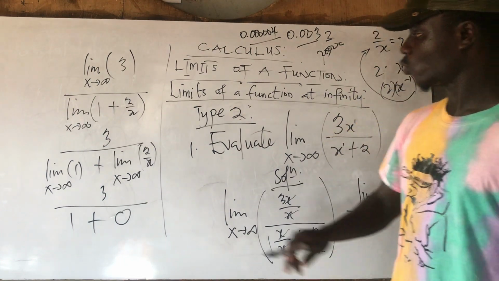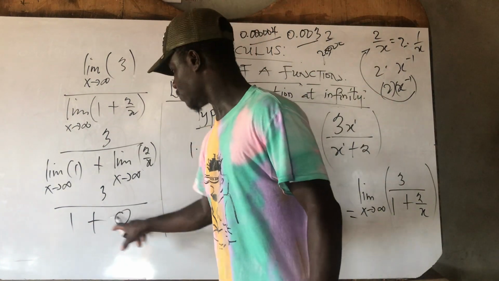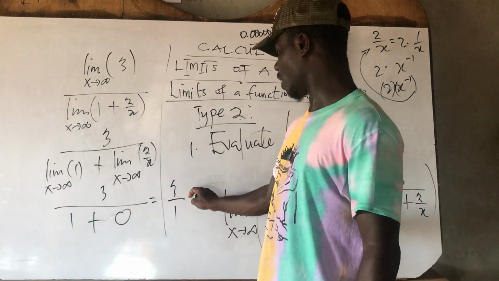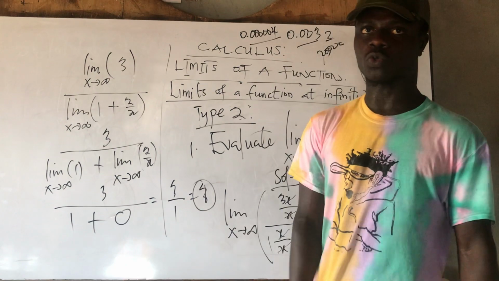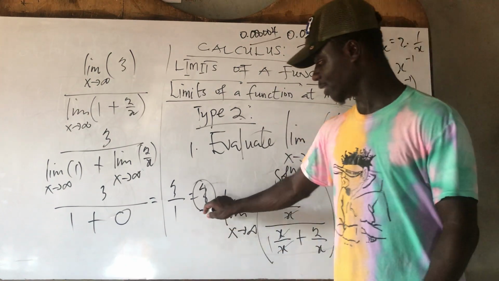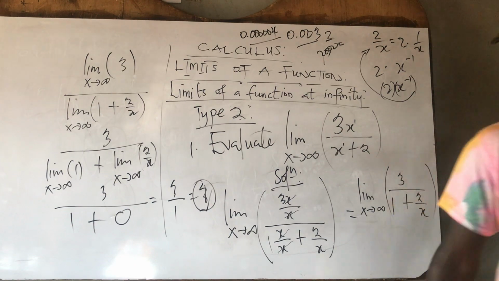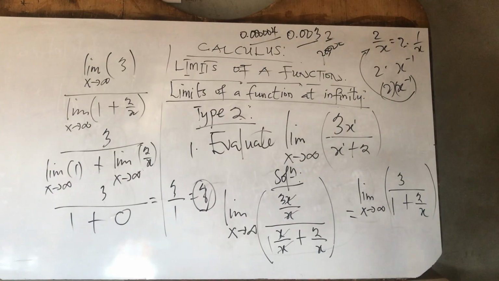So I have 3 over 1 plus 0, which is 3 on 1. And 3 divided by 1 is the same thing as 3, because 1 times 3 will give you 3. Very, very simple. So this is how we work that.